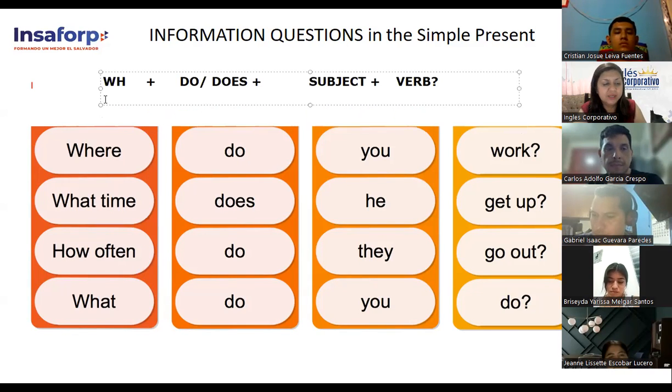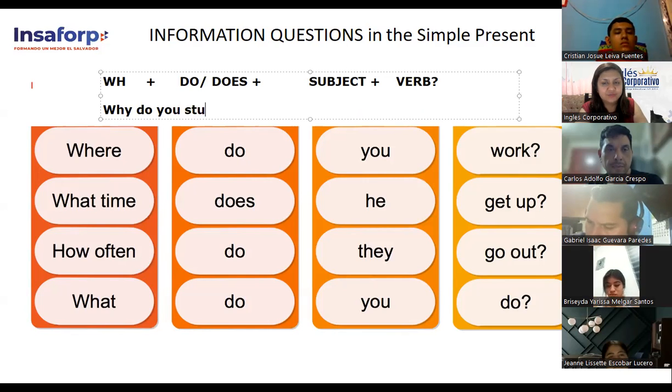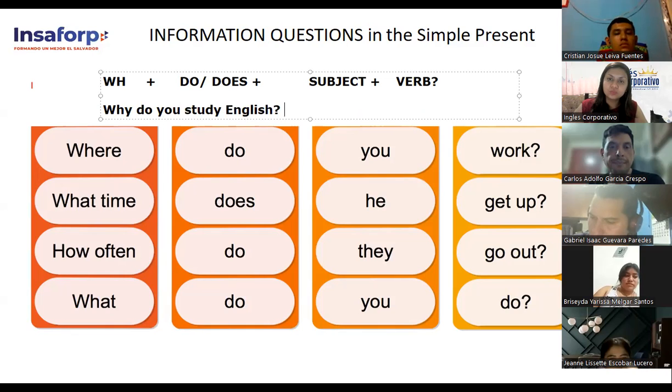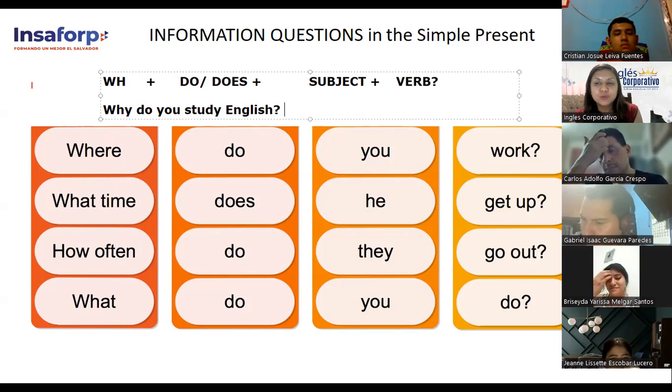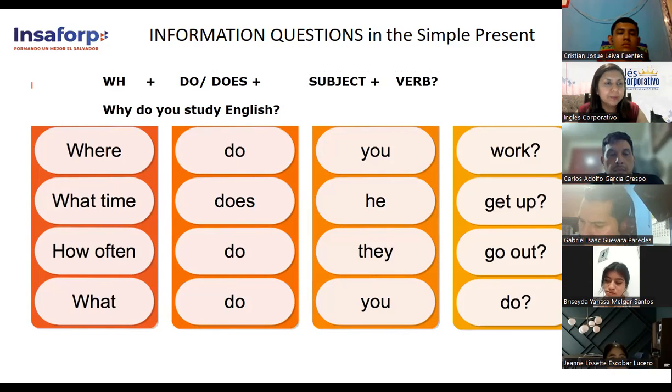Another example is, why do you study English? Okay, that is a question. Why do you study English? What do you eat for lunch? How often do you drink water? What time do you go to bed? Those are questions in the simple present. Okay, people, now it's time to practice.